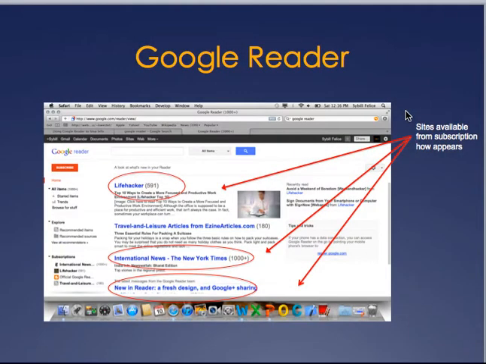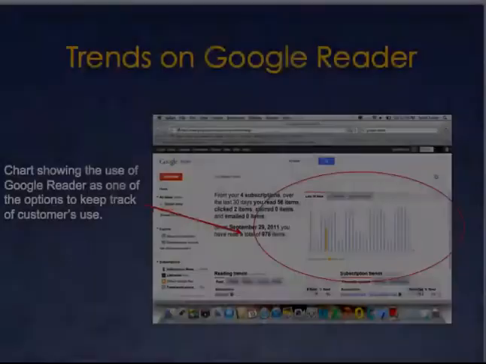This picture shows the sites available from subscriptions and how it appears on Google Reader. As you can see here, there are listed a few different sites to subscribe from. If you notice the numbers to the right of the title, such as the 591 next to Lifehacker, this number dictates how many new articles you have in that subscription.